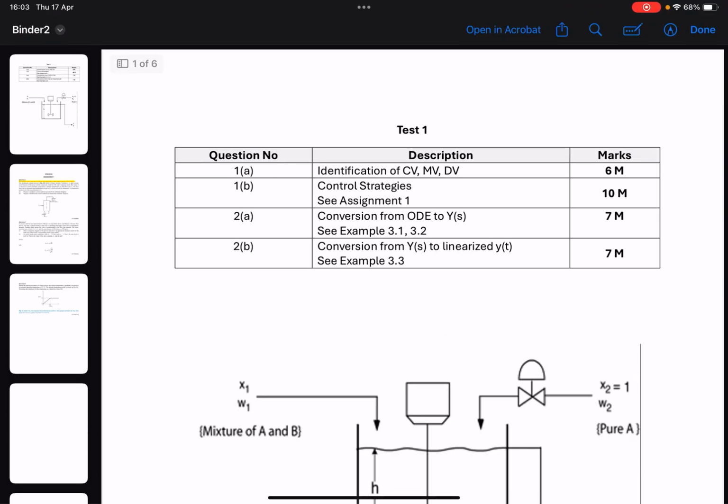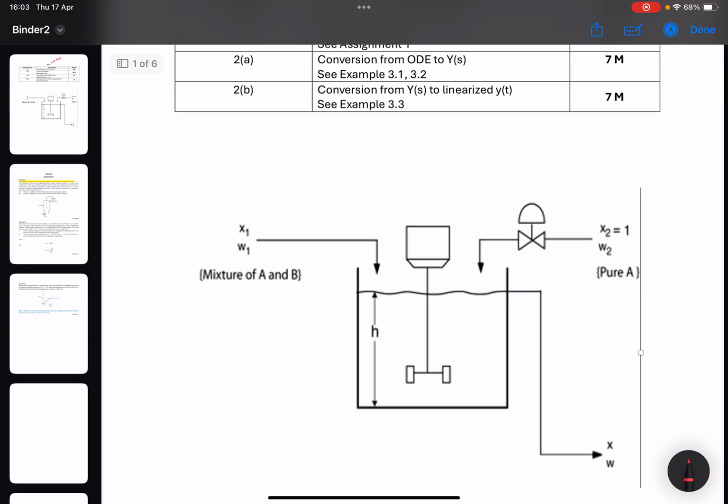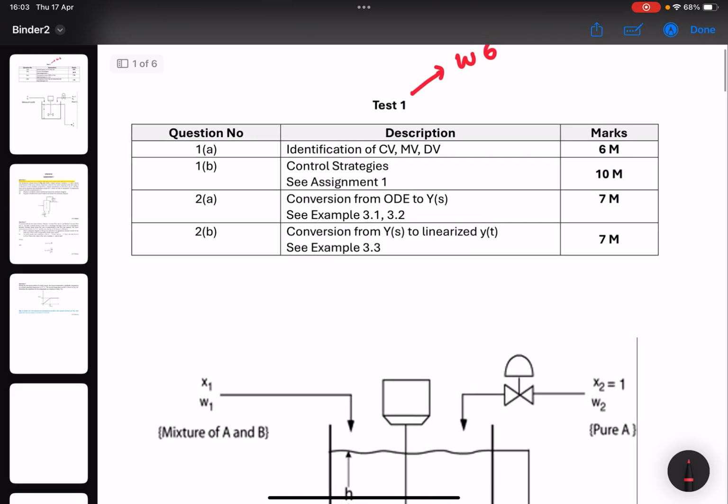Hello guys, in this video I'm going to discuss the content of our test number 1, which is going to be in week 6, together with assignment 1, which I'm going to upload by tomorrow. First of all, let's take a look at test number 1.